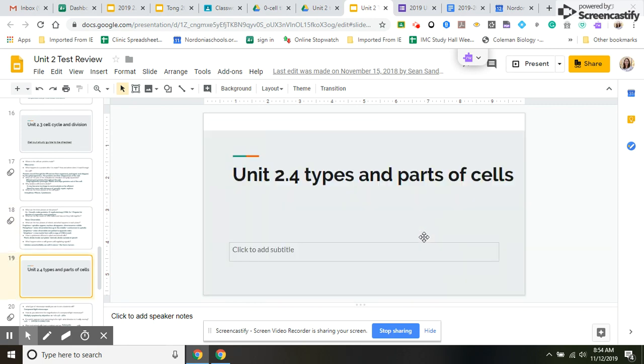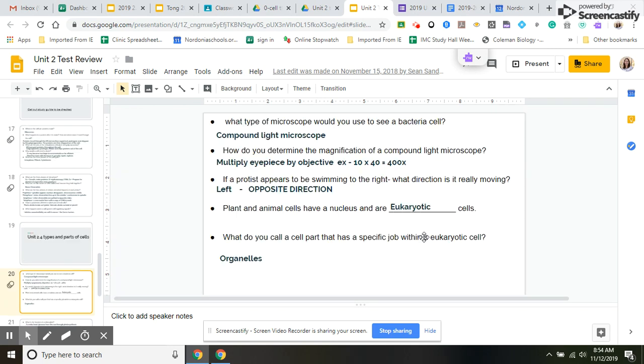As you go into your review next, we're into unit 2.4, which we just finished, just took the quiz on Tuesday, so you should be really good with this. Plus, a lot of the things we've talked about along the way in 2.1, 2.2, and now 2.3 talk about these cell parts and what they're doing.